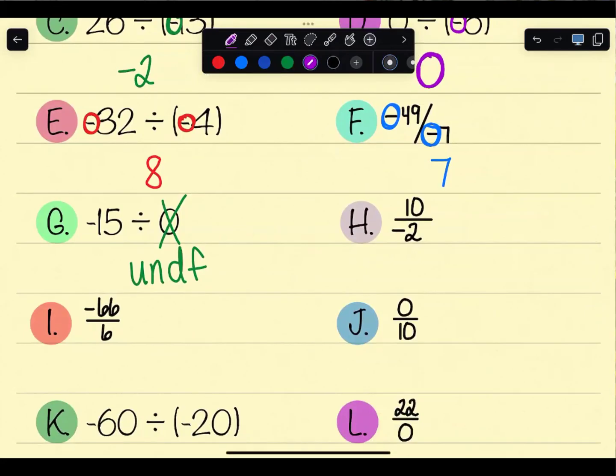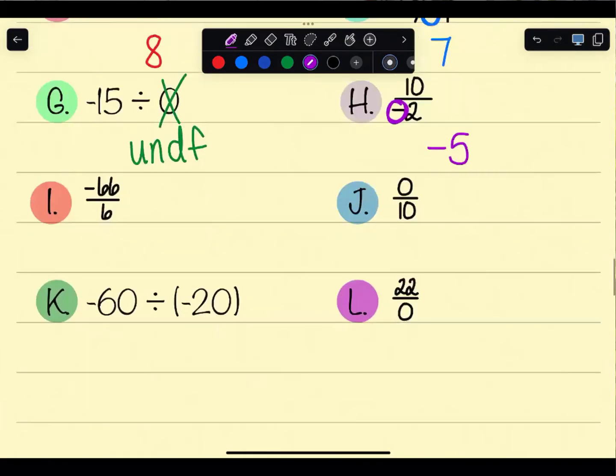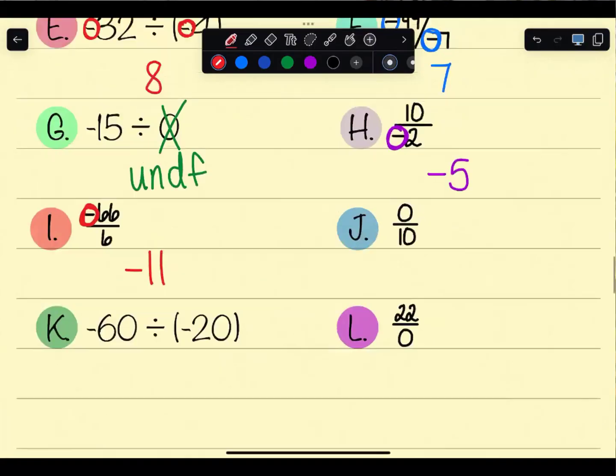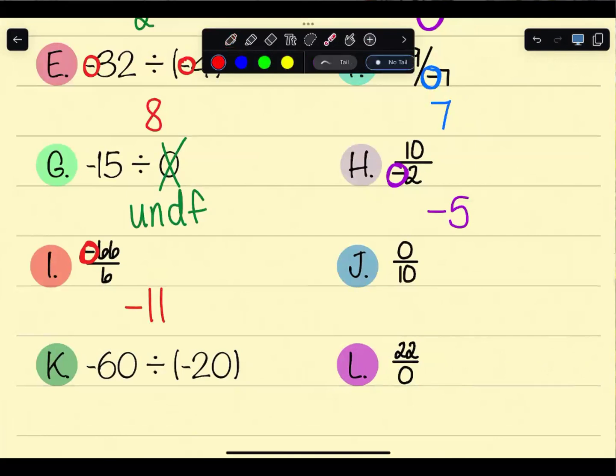10 divided by 2 is 5. One negative makes your answer negative. 66 divided by 6 is 11. One negative makes your answer negative. It doesn't matter if the number that's negative is the big number or if the number that's negative is the small number. It does not matter. If there's one negative, your answer is negative.